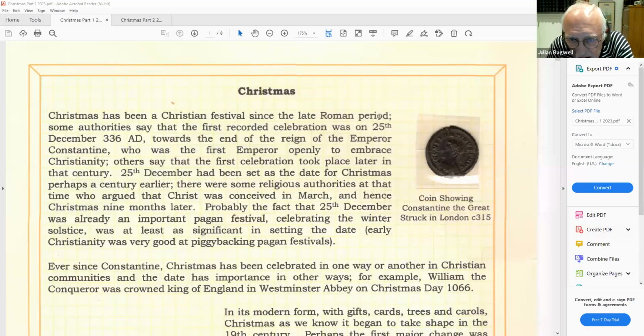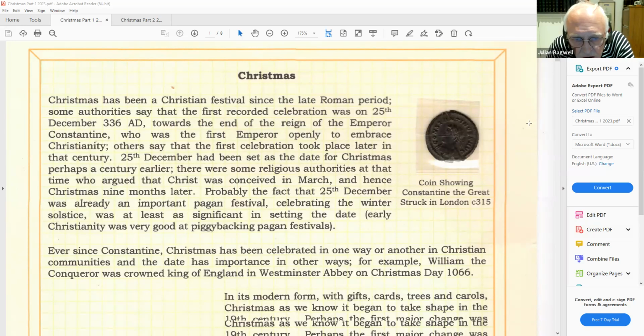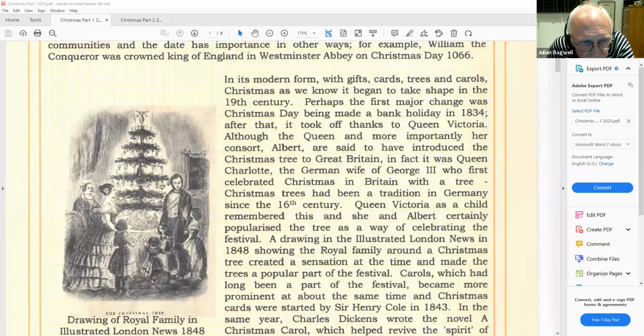Christmas Day itself, of course, quite an important day, basically since Victorian times. And I just scroll down. On the right here, this is a drawing of the royal family shown in the Illustrated London News in 1848, and it caused quite a sensation. People think that Christmas trees were introduced by Victoria. Actually, she knew about Christmas trees because her grandmother was the German wife of George III, and she had brought Christmas trees with her. So she certainly knew about it, but her and Albert popularized it.